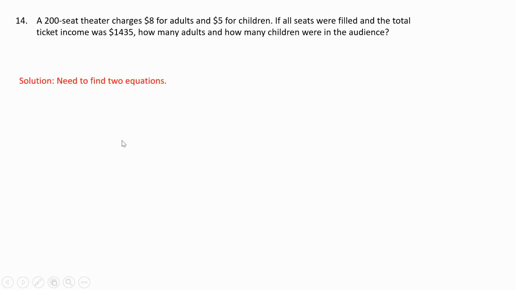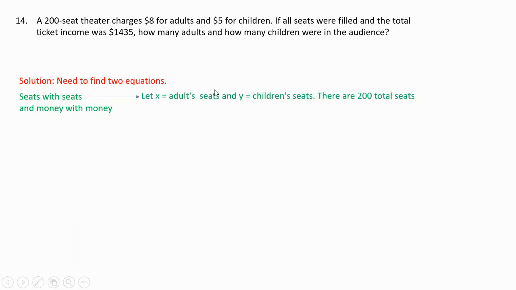Okay, I need to find 2 equations. So here, guys, I'm going to do seats with seats and money with money. By that, I mean I'm going to do people with people, right? And money with money. So, for example, I'm going to let X represent adults, the adult seats, and Y represent the children's seats, right? And there were a total of 200. So X amount of adult seats plus Y amount of children's seats must equal 200. So that's my first equation.